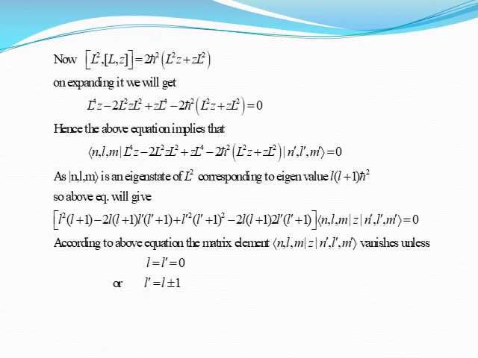within brackets we have [l²(l+1)² − 2l(l+1)l'(l'+1) + l'²(l'+1)² − 2l(l+1) − 2l'(l'+1)] ⟨nlm|z|n'l'm'⟩ = 0. According to the above equation, the matrix element vanishes unless l = l' = 0 or l' = l ± 1.